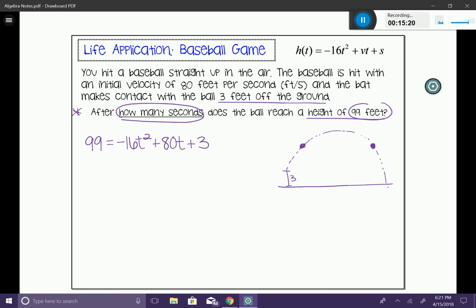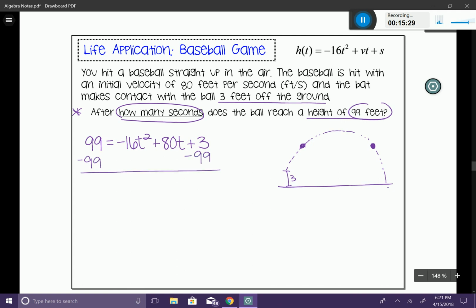To factor, we always have to have our 0 on one side. So I'm going to begin this problem by subtracting 99 from both sides. And I would do that in any situation where I have to solve a quadratic. Alrighty. So I have 0 is equal to negative 16t squared plus 80t minus 96.